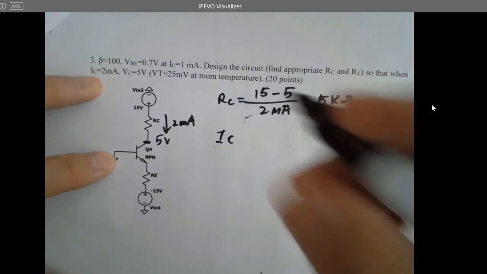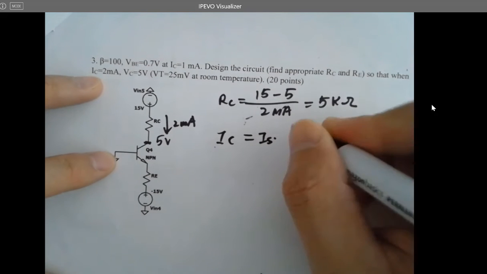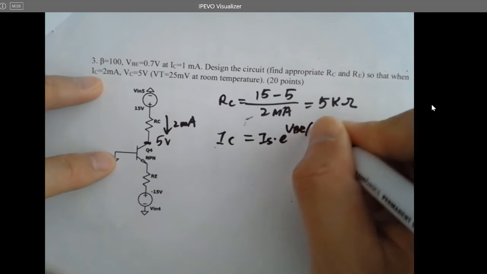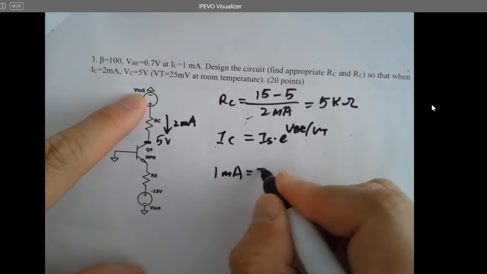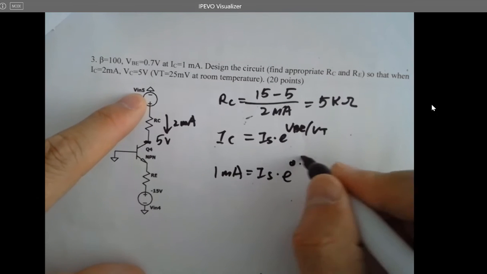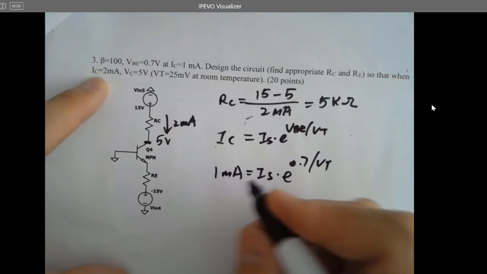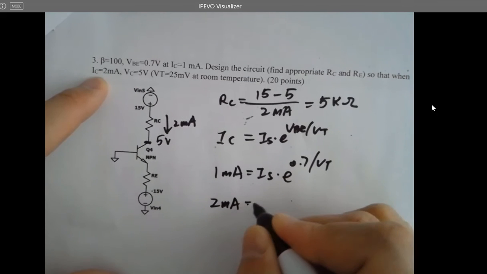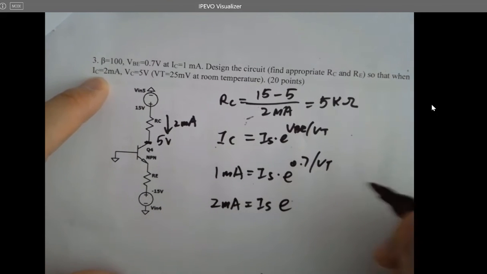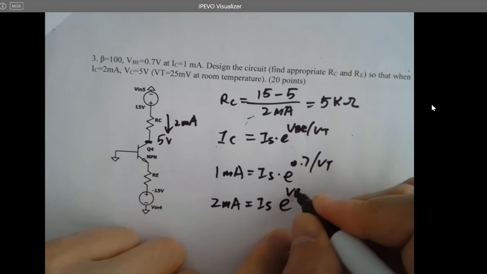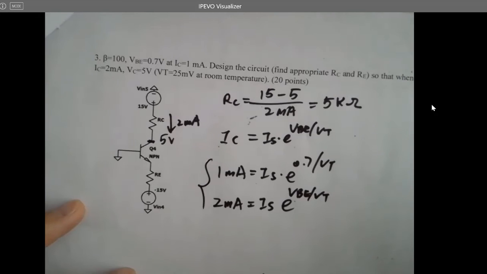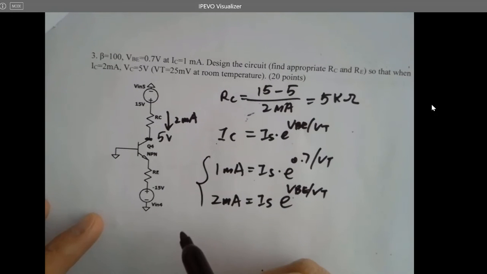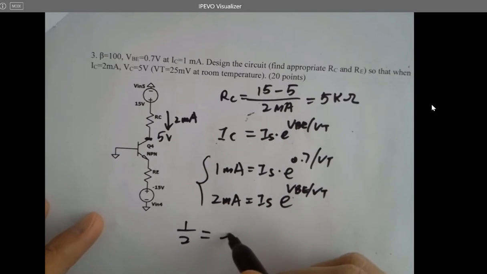Remember this equation, IC equals IS times e to the VBE over VT. So just plugging all these numbers in there: 1 milliamp equals IS times e to the 0.7 over VT. And when IC is 2 milliamps, there will be a different VBE. Although it's very close to 0.7, we don't know what that one is yet. And VT is a constant. At room temperature it is going to be 25 millivolts all the time. And you do a division on the two sides of the equation, and you get this.